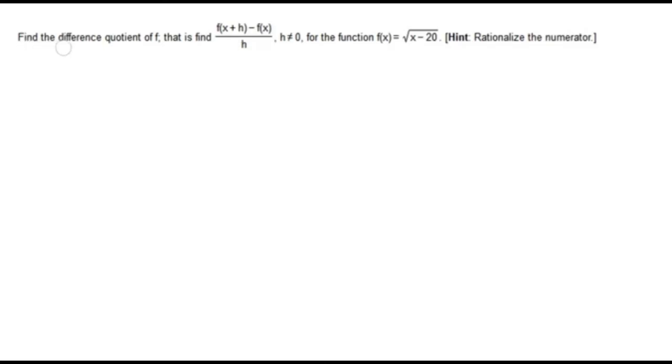In this example, we want to find the difference quotient of f. The difference quotient is defined by this expression here, f of x plus h minus f of x over h. h is not equal to 0. Division by 0 is undefined. And we want to find the difference quotient for this function here, f of x equals square root of x minus 20.